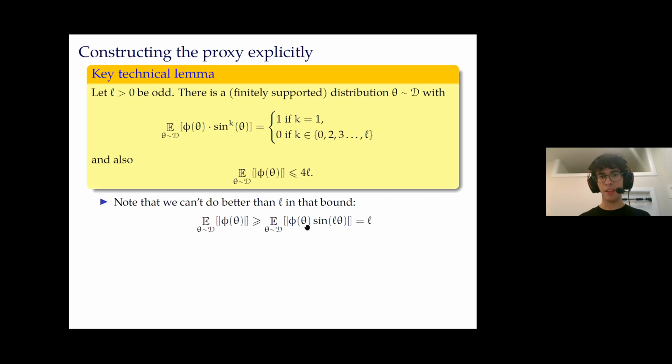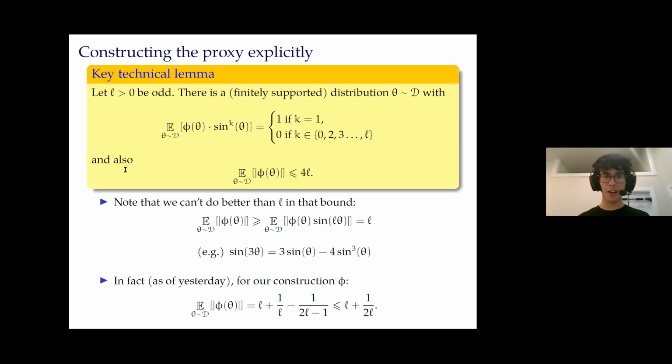And the first inequality is just from the fact that the sine is bounded by 1. And the second equality is coming from the fact that the linear term of sine L theta is exactly L. All the other terms don't matter because they're being killed by this condition here. For example, the sine of 3 theta is just 3 times sine of theta minus some higher powers, and here only the 3 matters. So that's to give you an intuition about why we have an L here: we cannot do better than L.